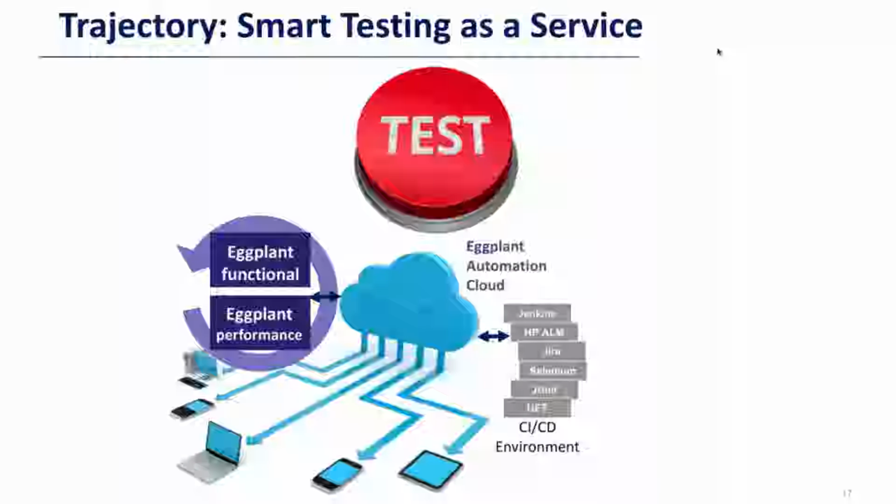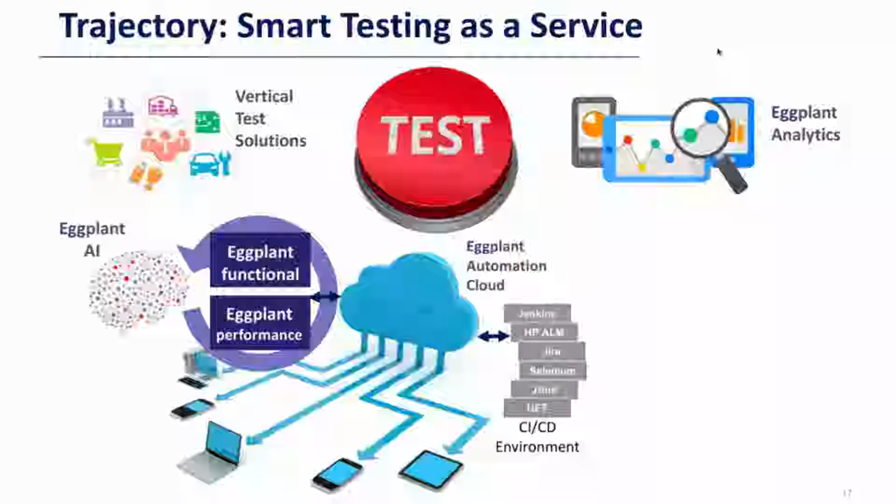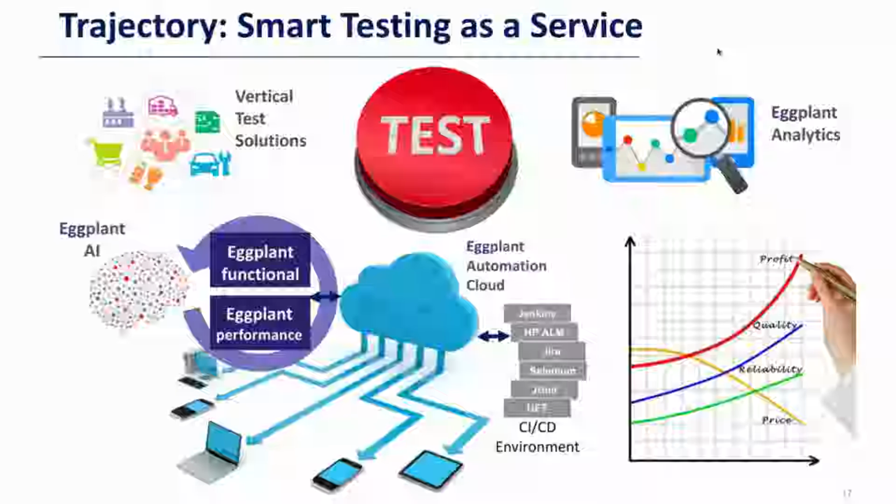It's also, of course, connected to our digital automation intelligence suite, our user experience, Eggplant Functional and Eggplant Performance, our Eggplant AI capability to automatically generate your test cases. And we're also building a number of vertical test solutions with pre-populated models for particular common use cases across different industries. And then our Eggplant Analytics capability is predicting your business outcomes. And our idea here is to maximize your profitability, your quality, your reliability, and to reduce your cost.